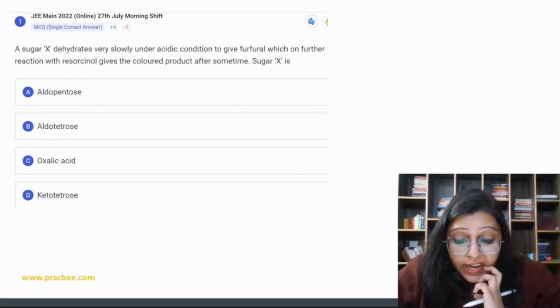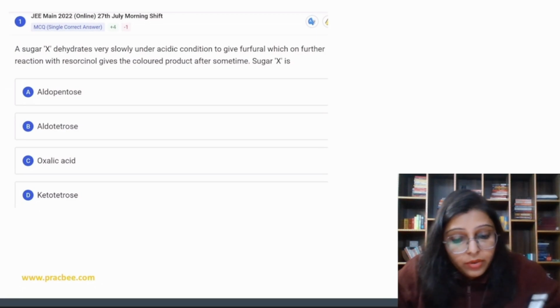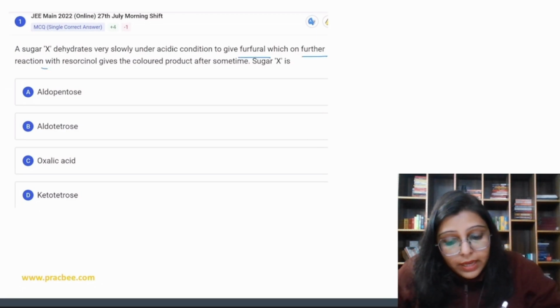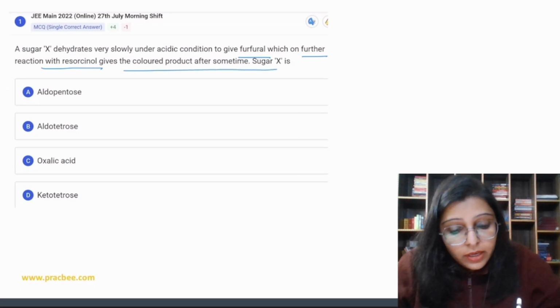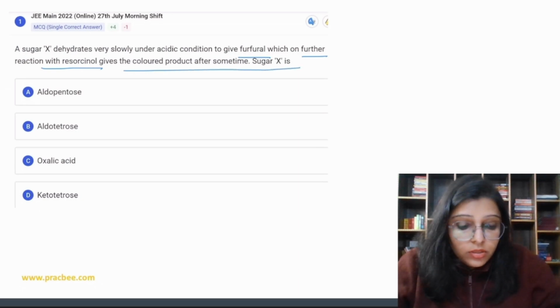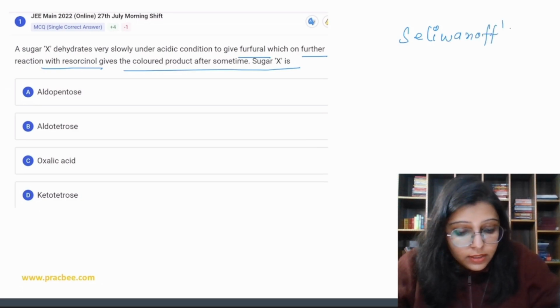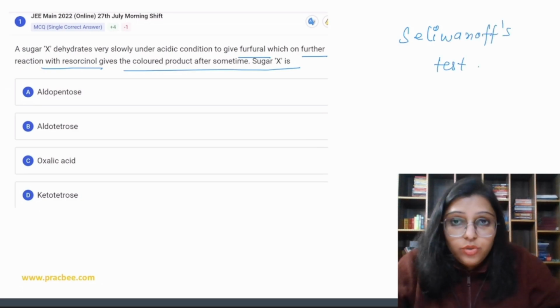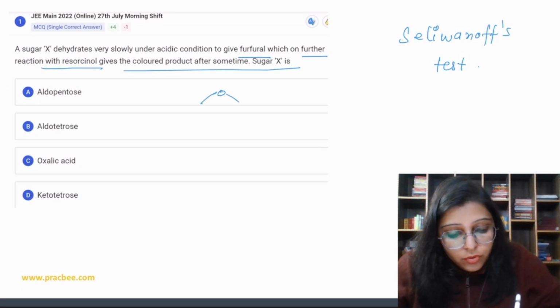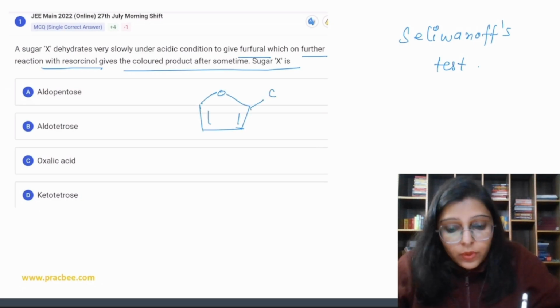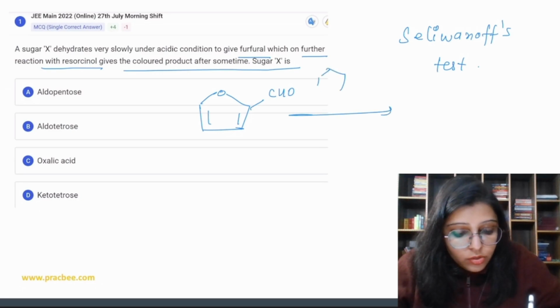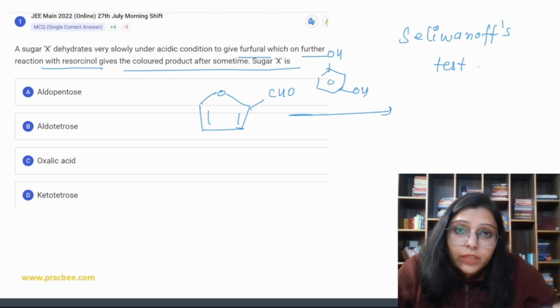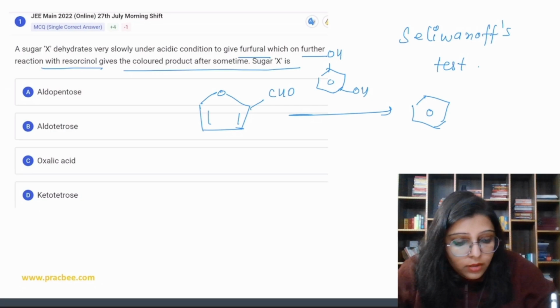Sugar X dehydrates very slowly under acidic condition to give furfural, which on further reaction with resorcinol gives a colored product after some time. Sugar X is? This is called the Seliwanoff test. There is a sugar which on dehydration gives furfural. Furfural is this. Now it reacts with resorcinol, which is this, and gives a colored product.